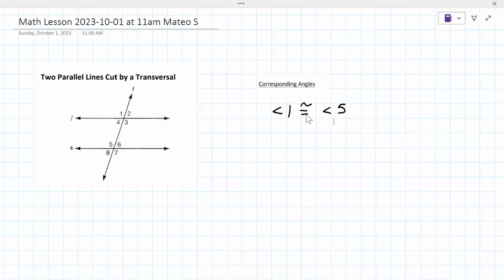Can you give me another set of corresponding angles? 4 and 8. So angle 4 is congruent to angle 8. Because this is how you're going to write it when you do proofs. They start now, they end in December, whenever your last day of school is. But that is ahead of you. How about another corresponding angle? 2 and 6. Angle 2 is congruent to angle 6. And the last one? 3 and 7.